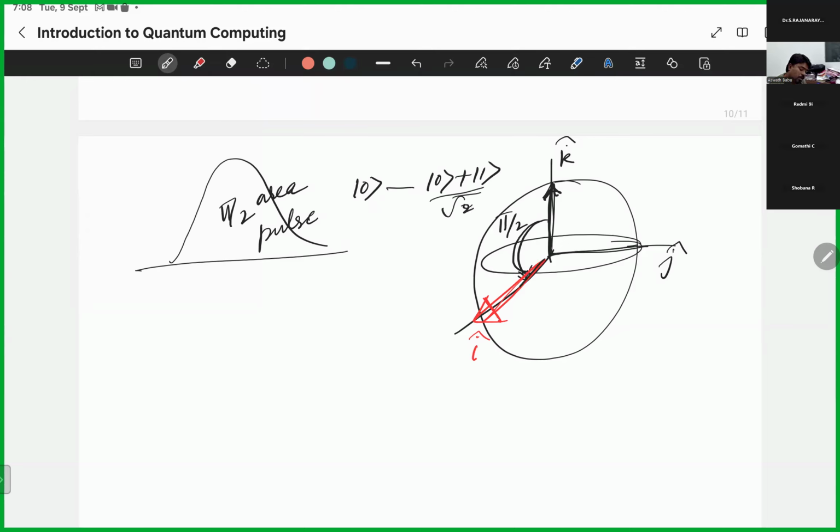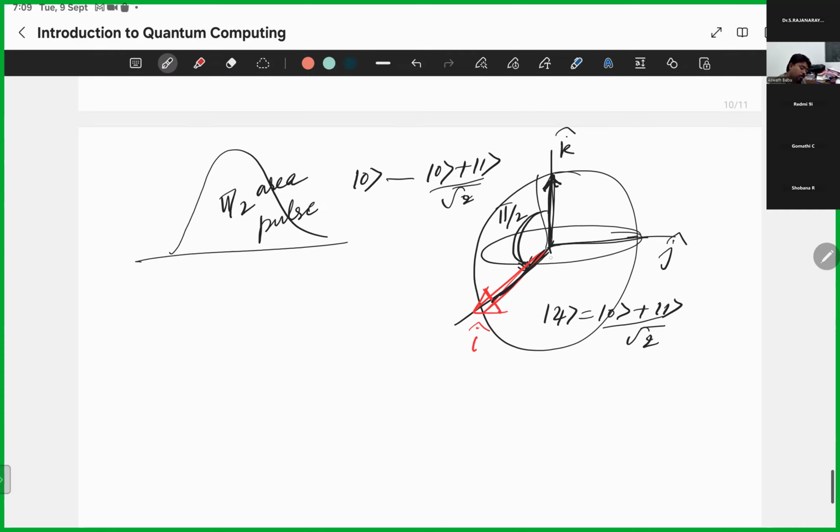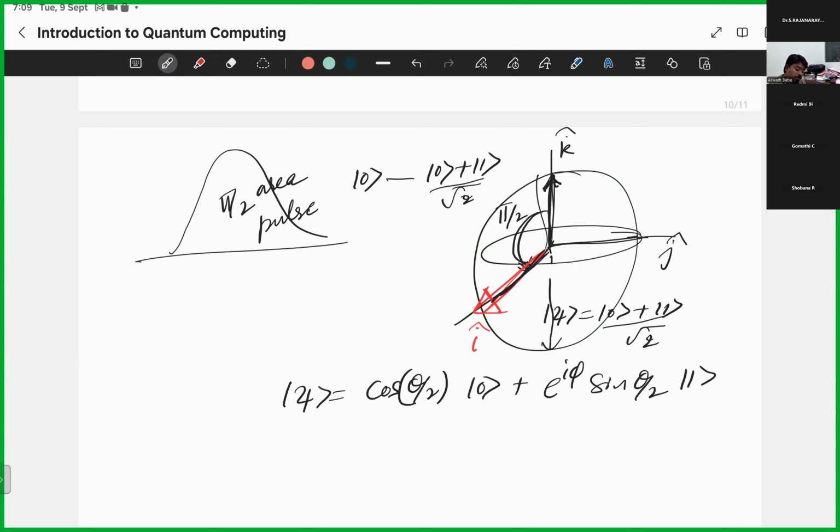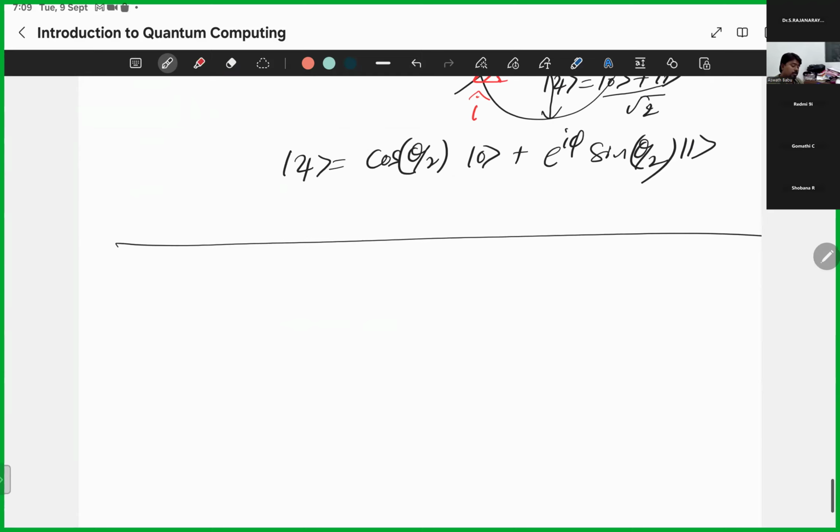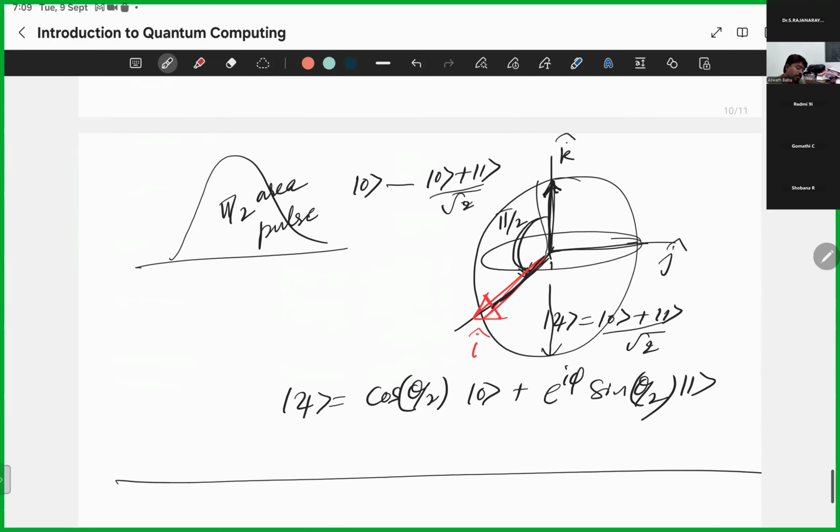Okay, so along the x-axis, the quantum state has 0 plus 1, both contributions. It comes from the north pole contribution and from the south pole contribution, as per our earlier quantum state interpretation of cos theta by 2 |0> plus e^(i phi) sin theta by 2 |1>. Okay, fine. So now the question is, what is the quantum gate corresponding to this pi by 2 pulse?